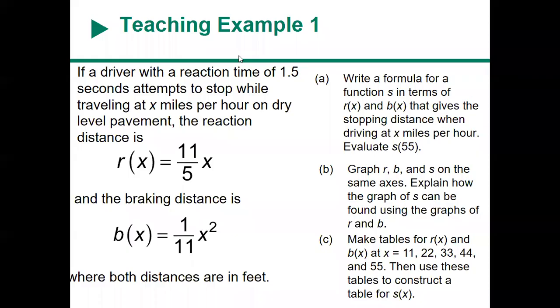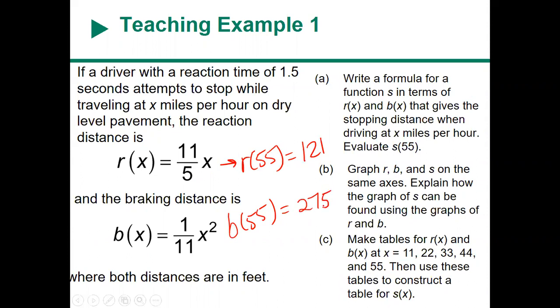Okay, so for your R of X, so for the first part, we're going to do R of 55, right? And what do you get for R of 55? 121. We got 121 because it becomes 11 times 11, right? All right. And then B of 55, what'd you get? 275. You got 275.